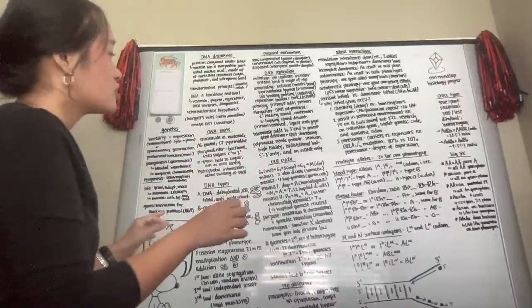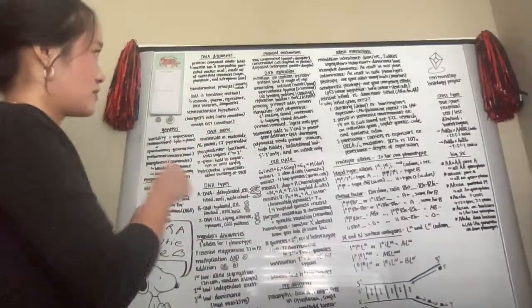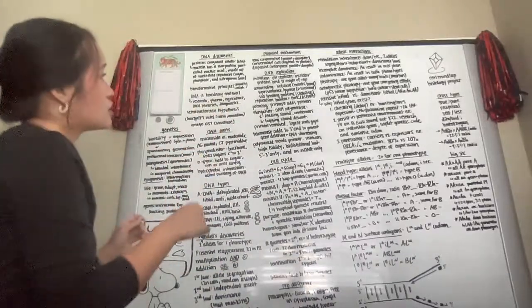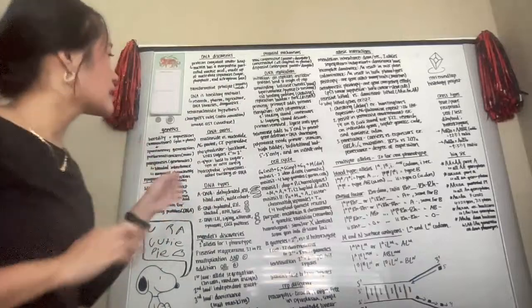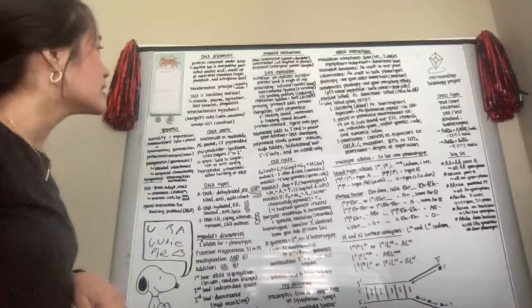The initiator proteins are going to be the first enzymes that go to that replicon, and they'll bind to the origin of replication. They will choose an origin of replication to bind on that replicon. Okay. Second, we're going to unwind. This is the phase of unwinding.